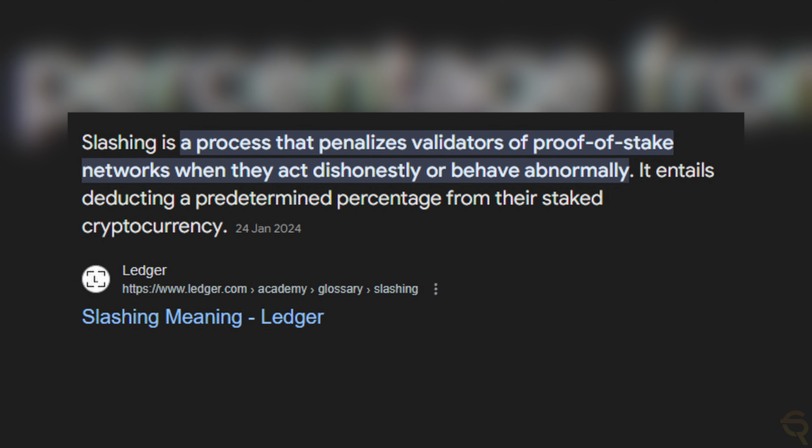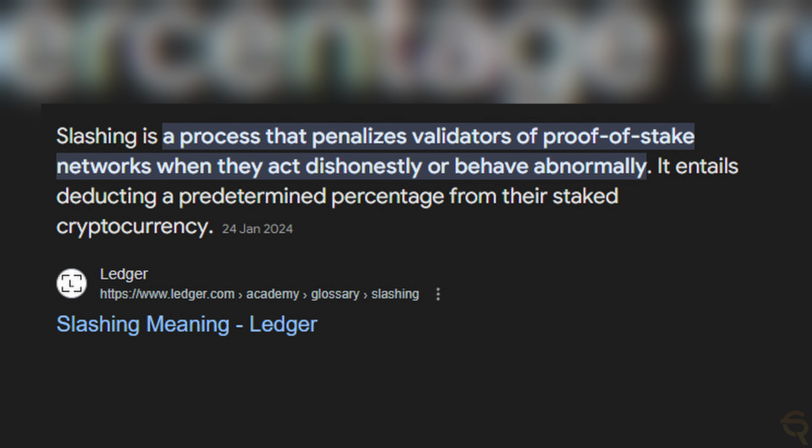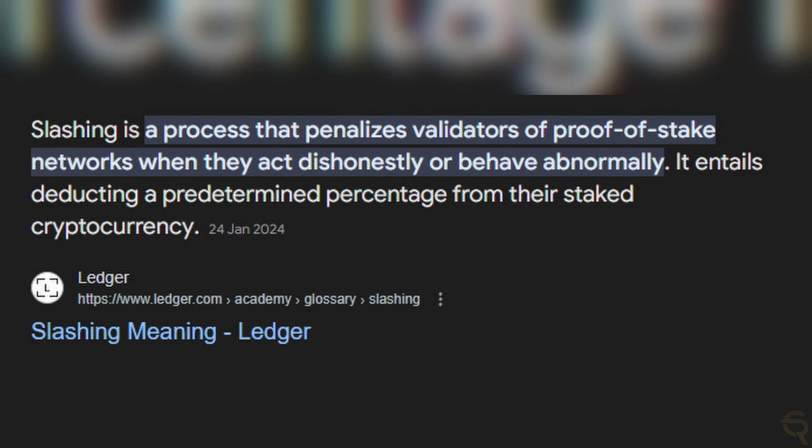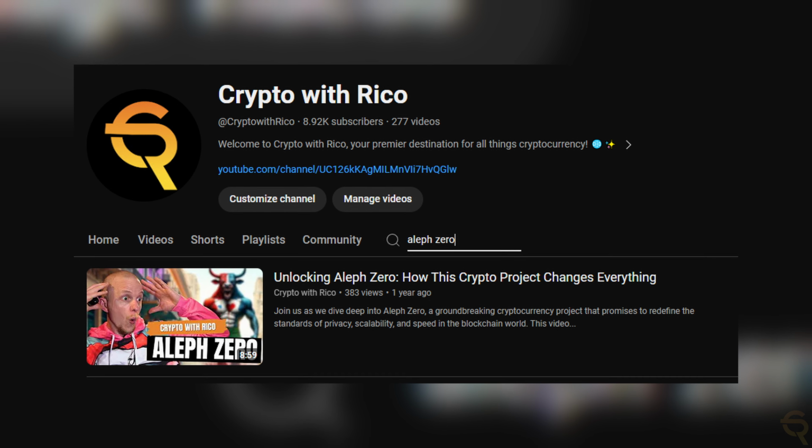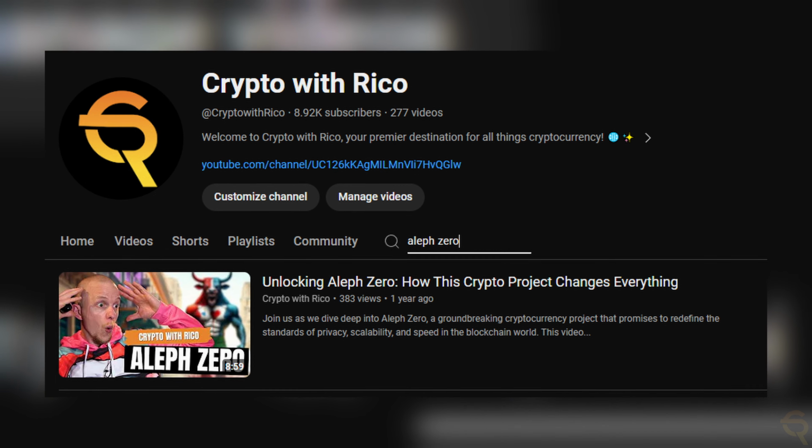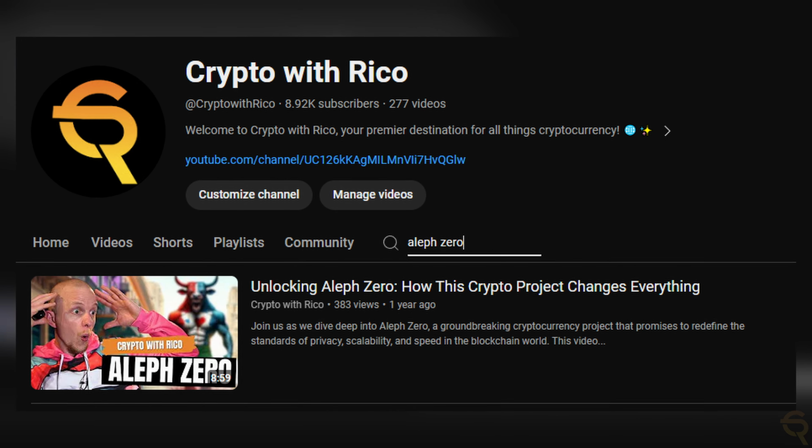So rather than slashing funds, which is common in proof-of-stake consensus mechanisms backed protocols, Aleph Zero's on-chain governance mechanism might employ a freezing tool instead. The investigation will happen afterwards, and after the investigation is concluded, they will enforce fund slashing or release them back to the owner. I've made a dedicated video on Aleph Zero, so be sure to check it out if you want to learn more. Now let's dive into Common.